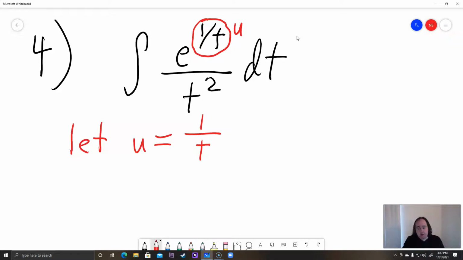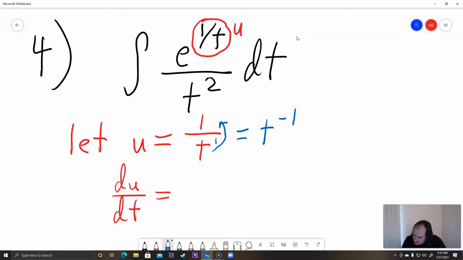Let u equal 1 over t. And then we take the derivative of both sides. So we're going to have du dt equals, well, if you don't remember how to do this, remember that 1 over t is the same as 1 over t to the 1. If I move that t to the 1 to the numerator, that positive exponent changes sign when you move it over the division bar. So that's the same as t to the negative 1. So if u equals t to the negative 1, we can just use the power rule, and bring the exponent out front and then decrease it by 1.